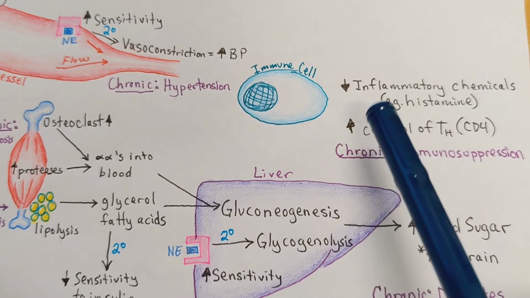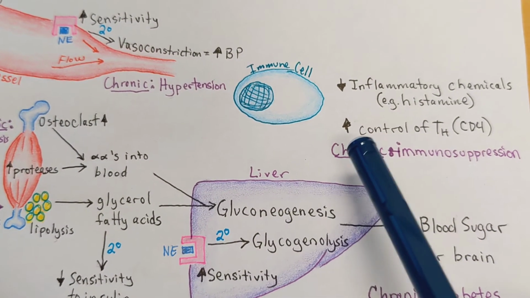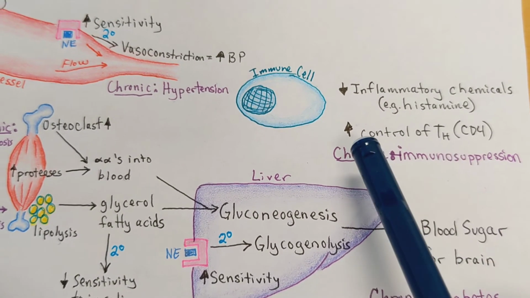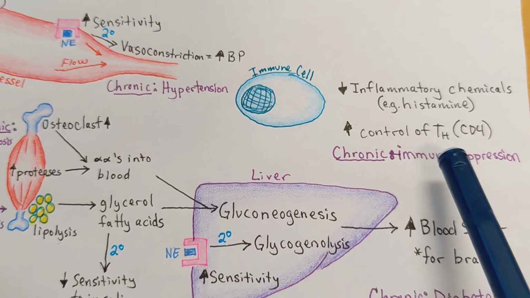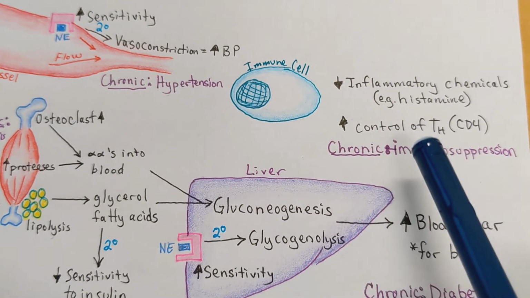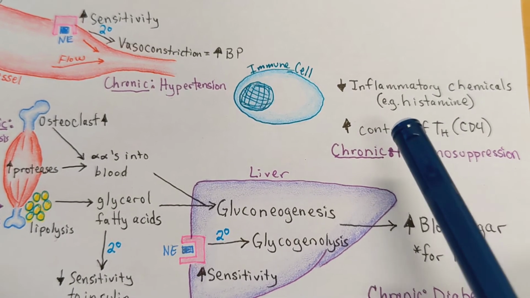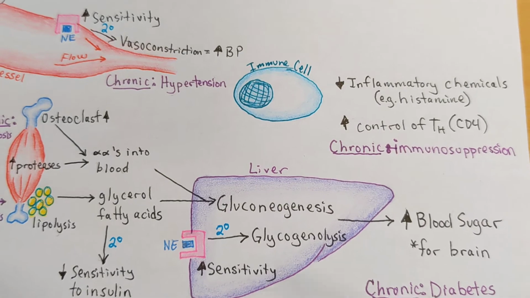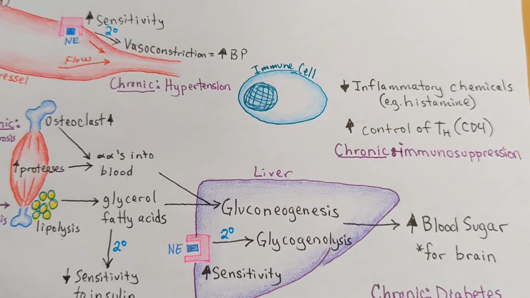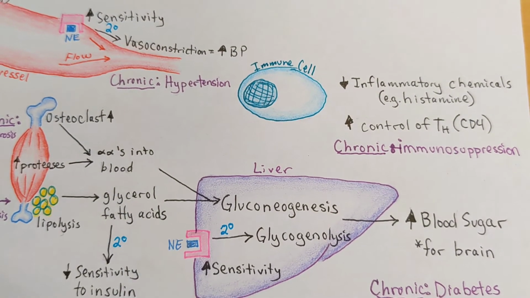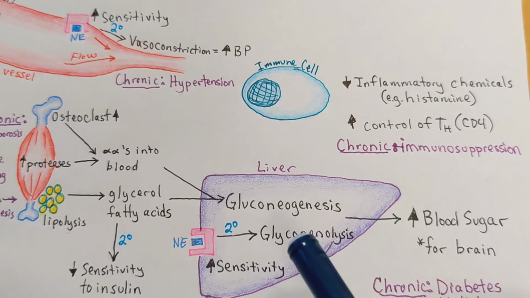And so overall, suppressing the inflammatory response also increases the control of T helper cells, or CD4 cells. These are really the cells that can activate the entire immune system. So if we suppress these, everything else, the cytotoxic T cells, the B cells, and therefore the antibody production, lots of inflammatory responses, all of that is simultaneously suppressed.